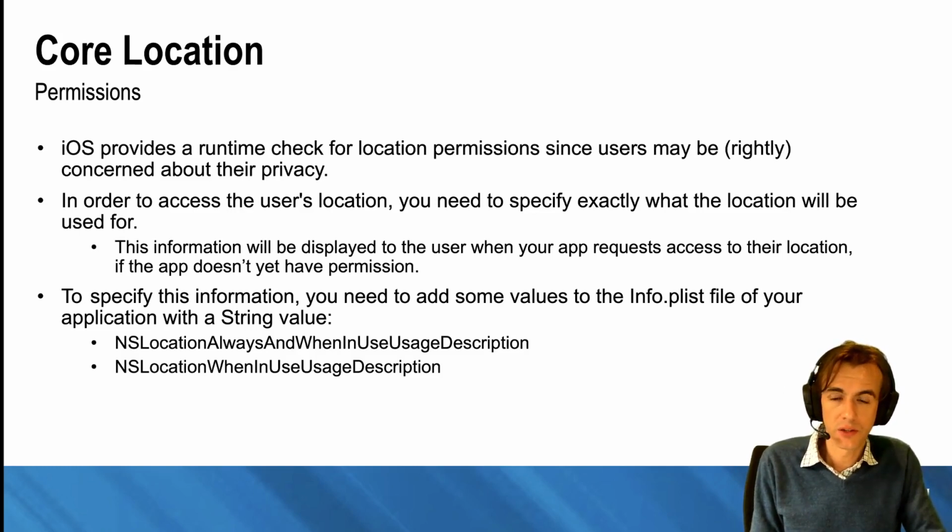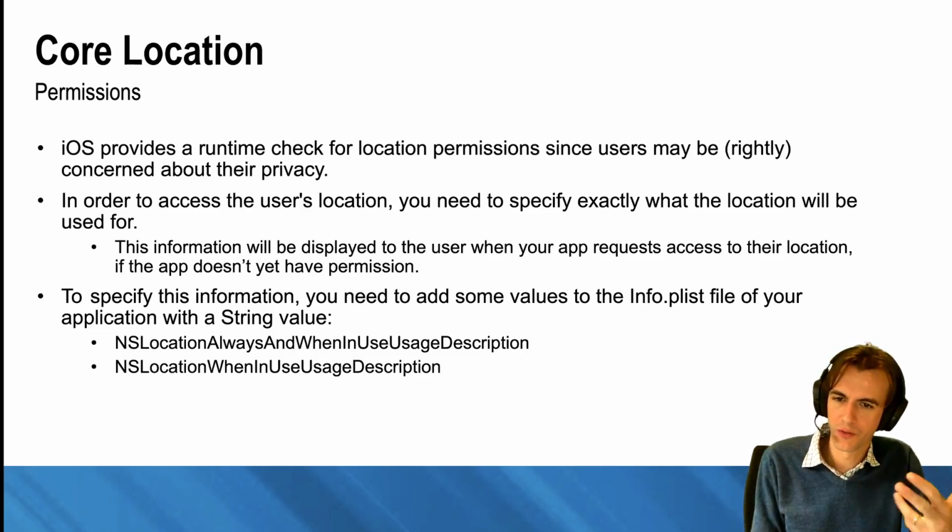In order to access the location the first time, you need to specify what the location will be used for. So this information gets displayed to the user in an alert prompt when your app first requests access to the location, and they have to approve it. How you do this is by adding values to your info.plist file, and there's particular keys that you need to use for this: NSLocationAlwaysAndWhenInUseUsageDescription, or NSLocationWhenInUseUsageDescription.